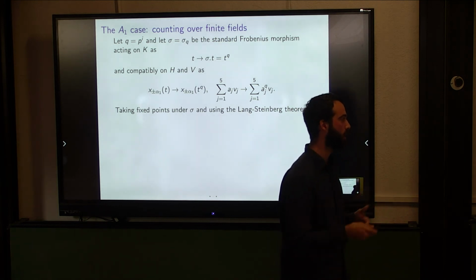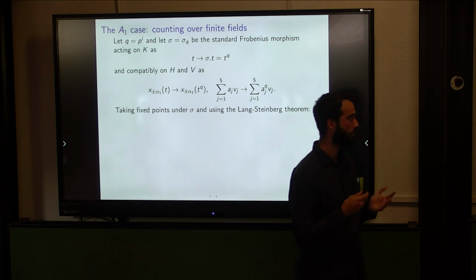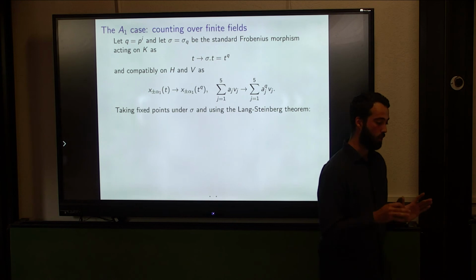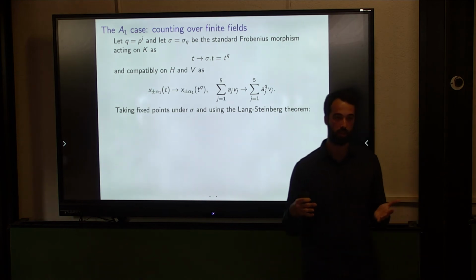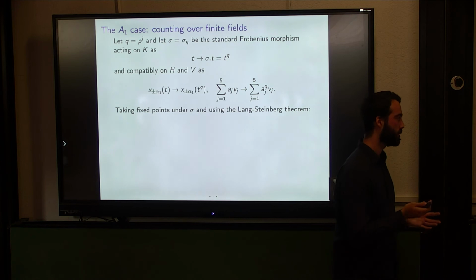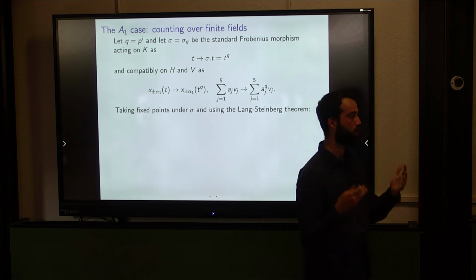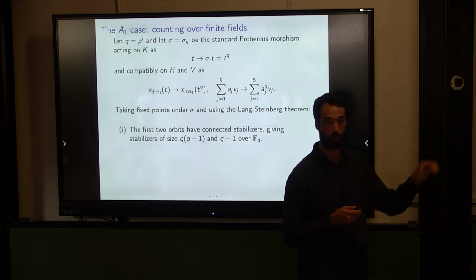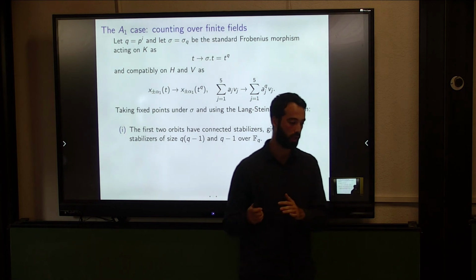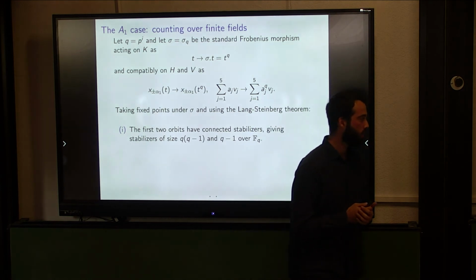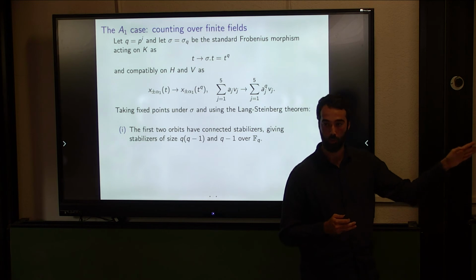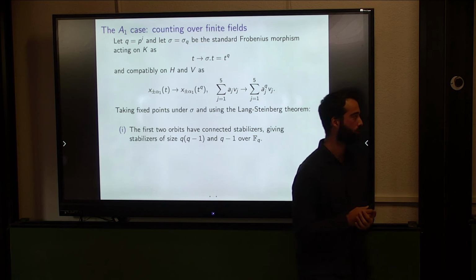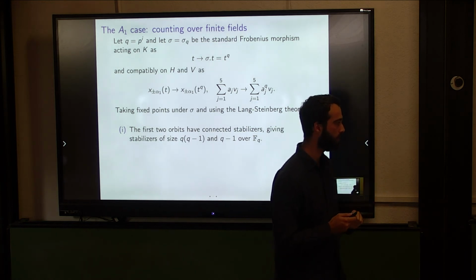And okay, for those of you who have seen Lang–Steinberg before, this gives us a way of understanding how, when going to finite fields, the orbits behave. So they're going to split or not split depending on the connectedness of the stabilizer. In particular, the first 2 orbits have connected stabilizers. So in our finite field case, we have stabilizers of size q(q−1). This is the Borel. For size q−1, this is your torus. So that's a nice case.